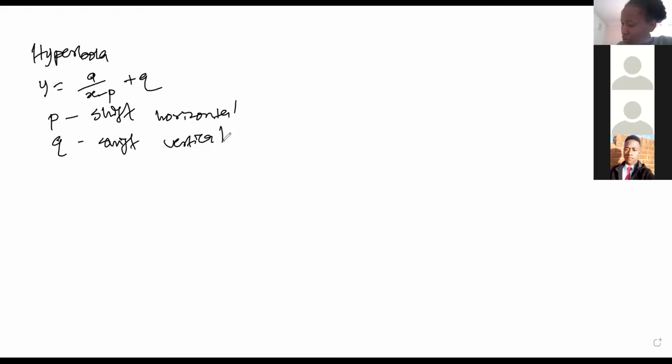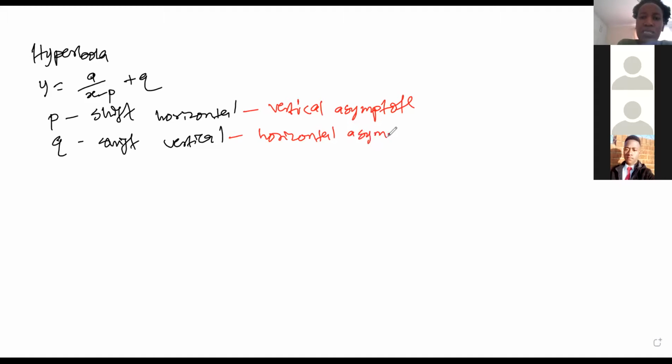Also, p is the vertical asymptote, while q is the horizontal asymptote. An asymptote is just a line, a barrier, that your graph cannot touch. When you draw your graph, it cannot touch that line. So a hyperbola graph looks something like this, right?